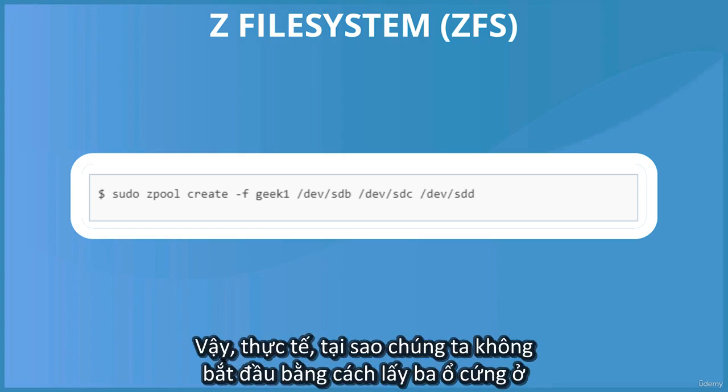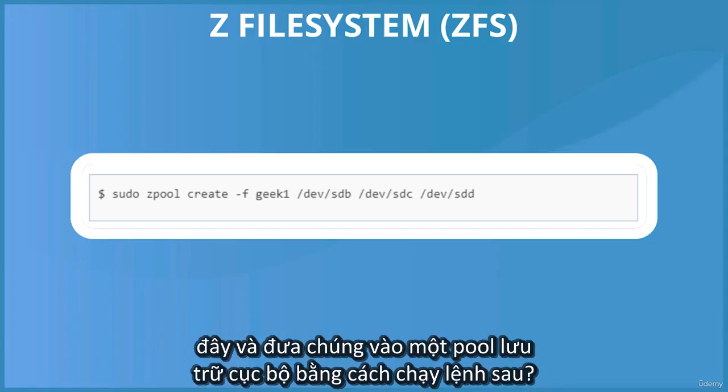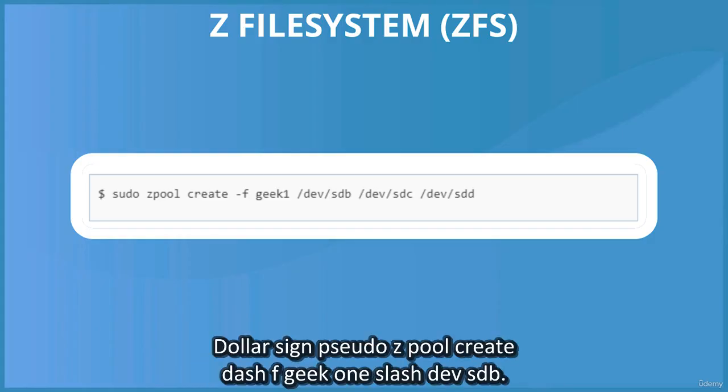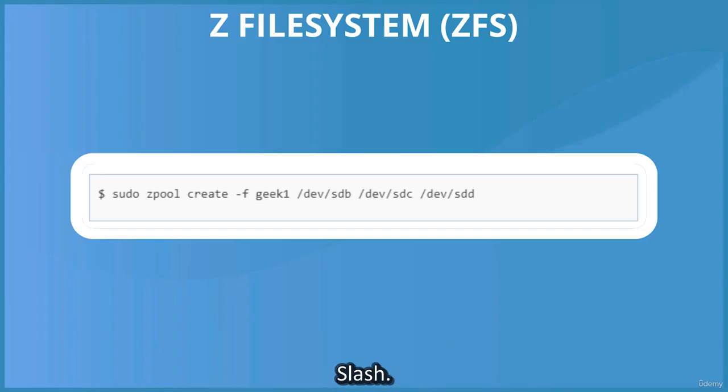So, in fact, why don't we just start by taking 3 of our hard disks here and putting them in a local storage pool by running the following command. $sudo zpool create -f geek1 /dev/sdb /dev/sdd.